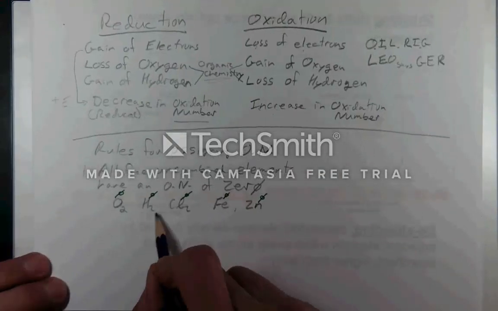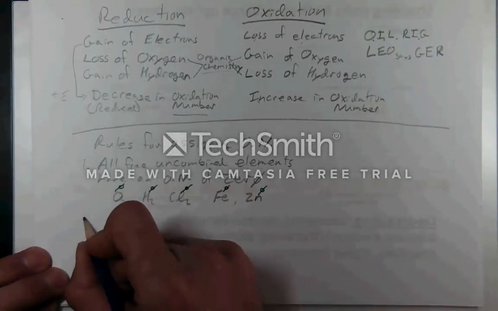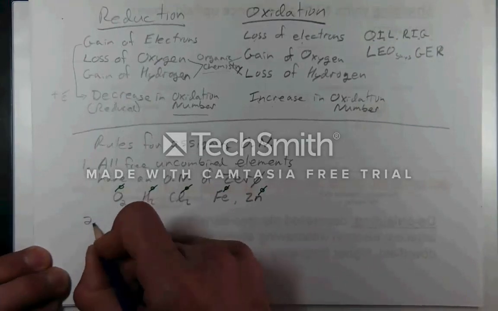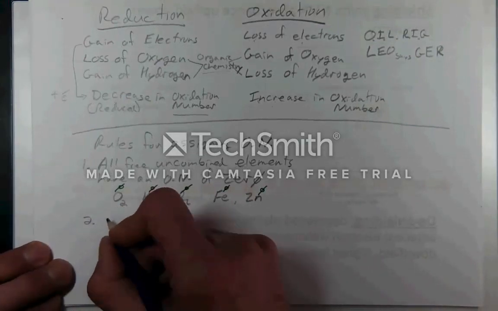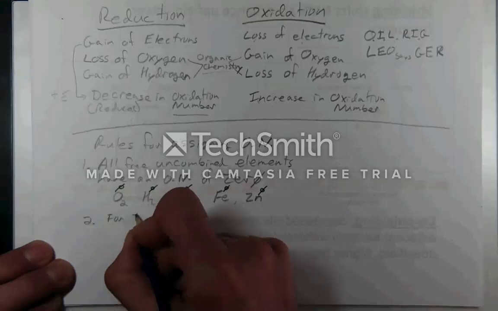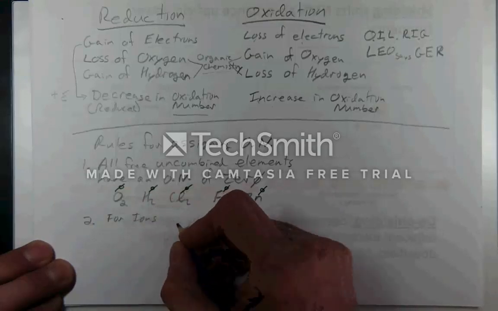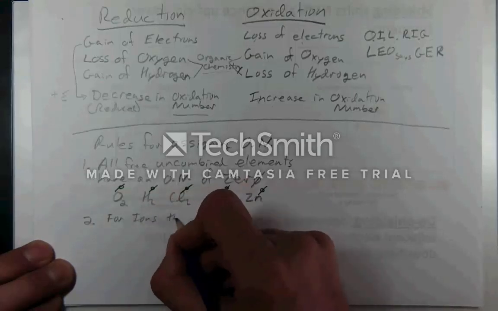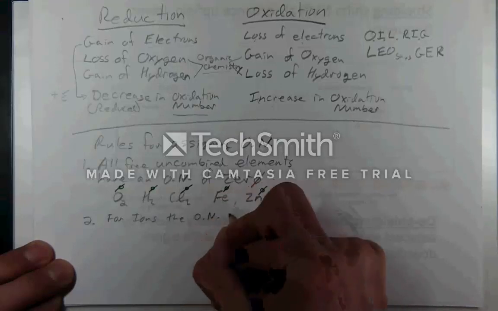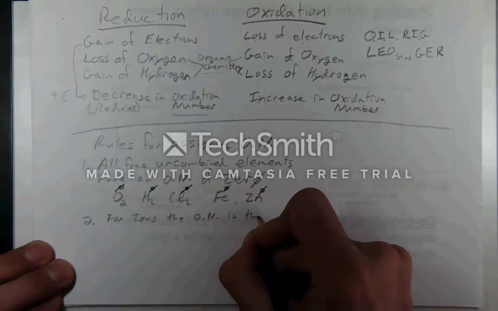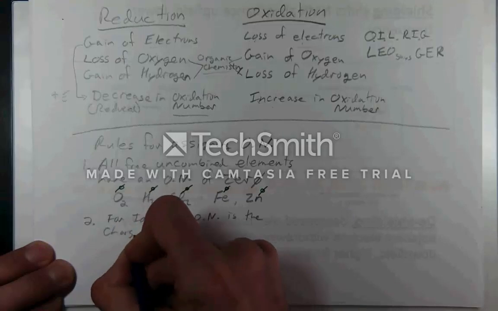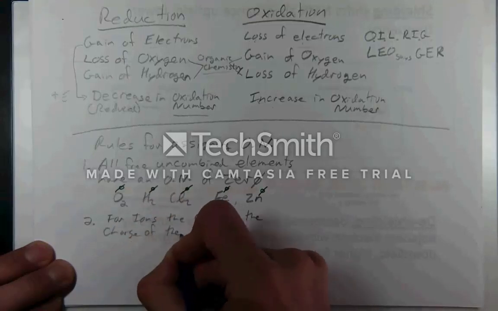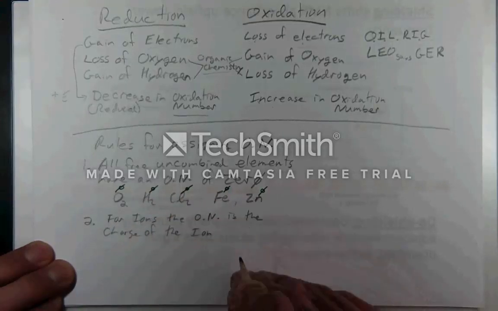We'll come back to this in a little bit. The second one, also discussed in Crash Course Chemistry, is for ions. The oxidation number is the charge of the ion.